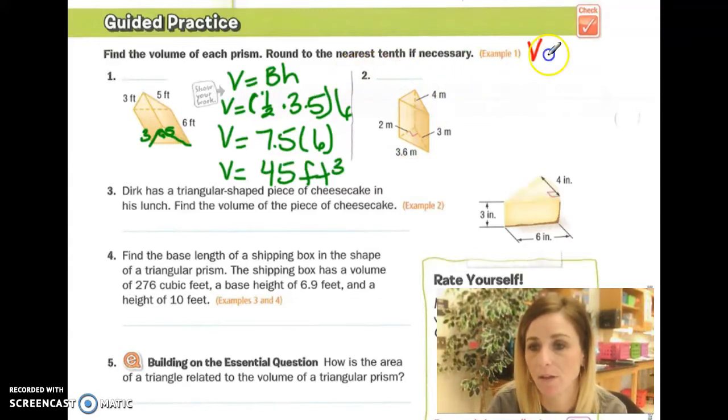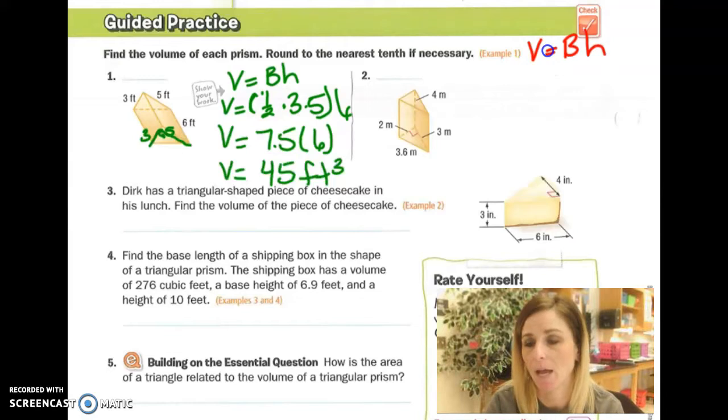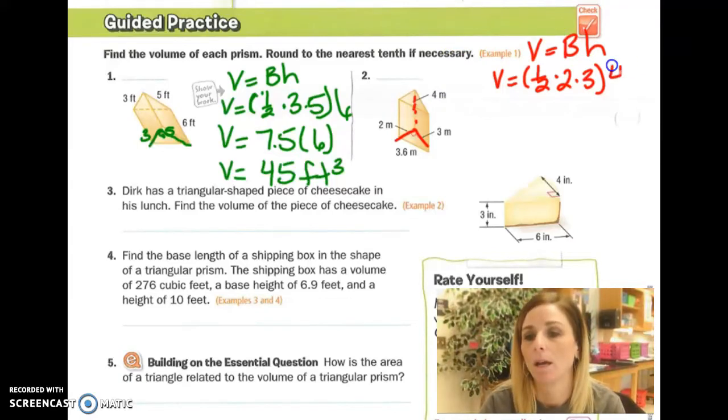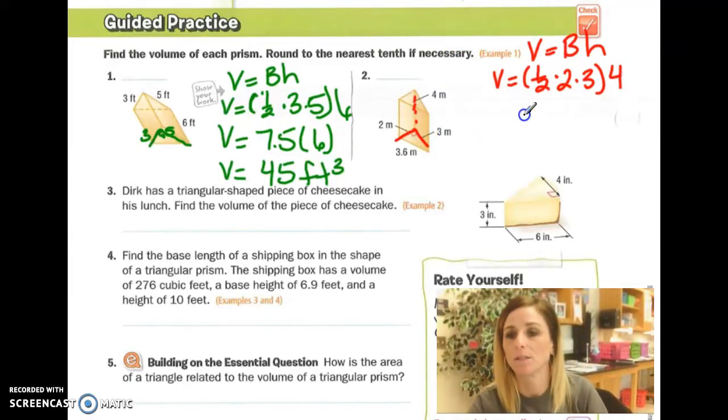So I'm going to move on to my volume equals my base times my height. Remember that base is the actual area of the triangle that's at the bottom. So knowing that, we know it is 1/2 times my base times my height. My base here on this triangle is 2, times my height, which is 3, and then my height of my overall triangular prism is 4, and that's that dotted line that's right there.